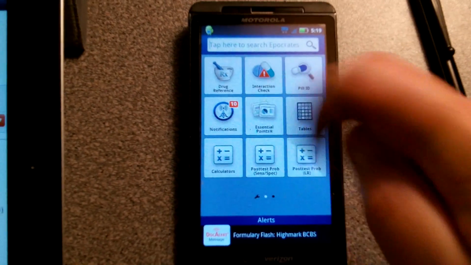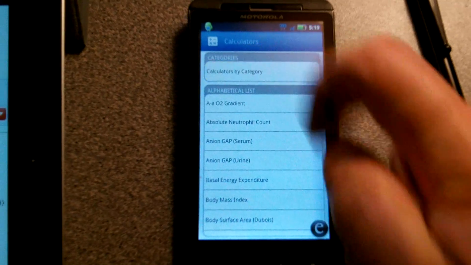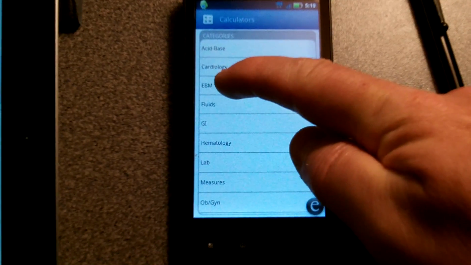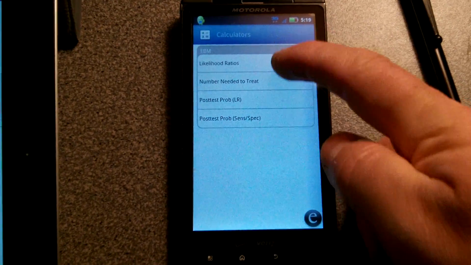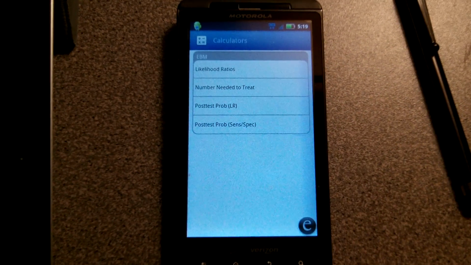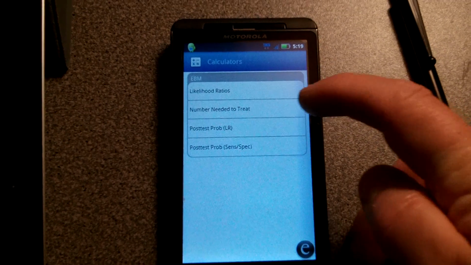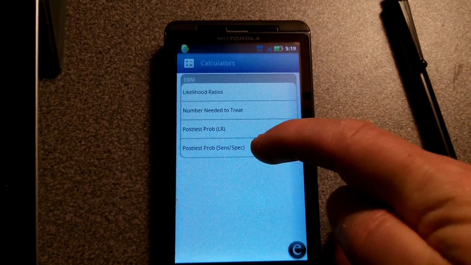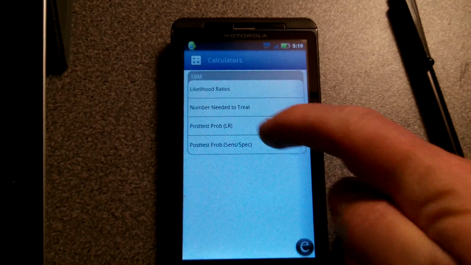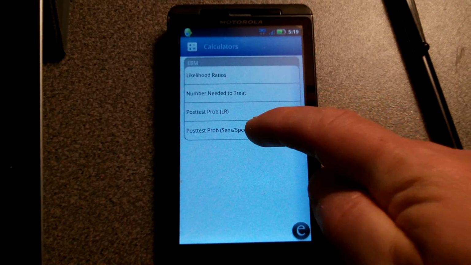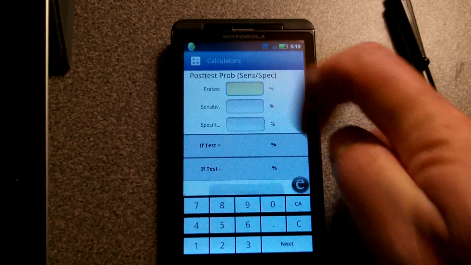But if you click on calculators and do calculators by category, you can see there's an EBM category. If you click on that, there's a variety of calculators you'll use for the course and can use actually on the test. What I really care about is post-test probability, and I have two options, using likelihood ratios or using sensitivity and specificity. Let's do the one for sensitivity and specificity.